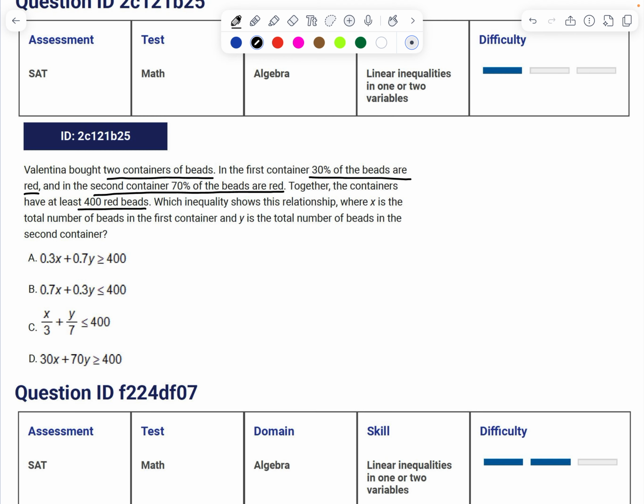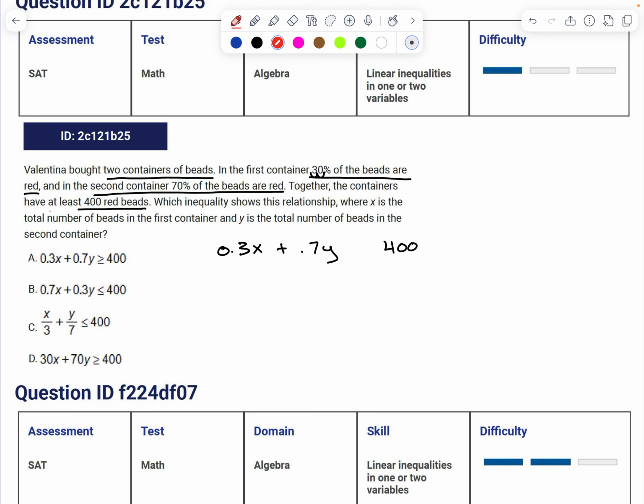So in the first container, we want to convert the percentage into a decimal. Remember, to do that, we move the decimal over 2 places. So this is going to be 0.30, or just 0.3x. And in the second container, converting this would be 0.7y, because this is a different container. Now, we know that it is something 400.